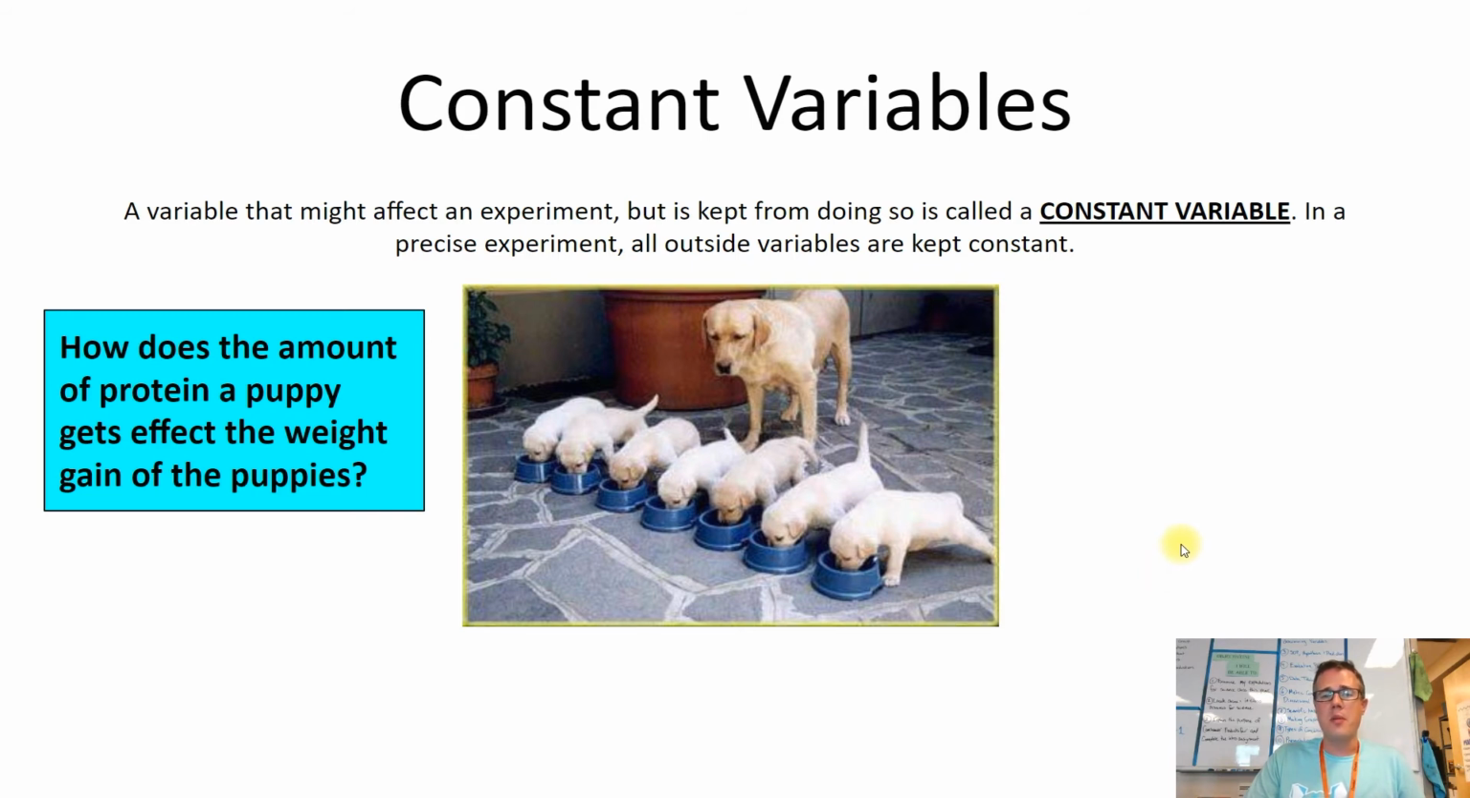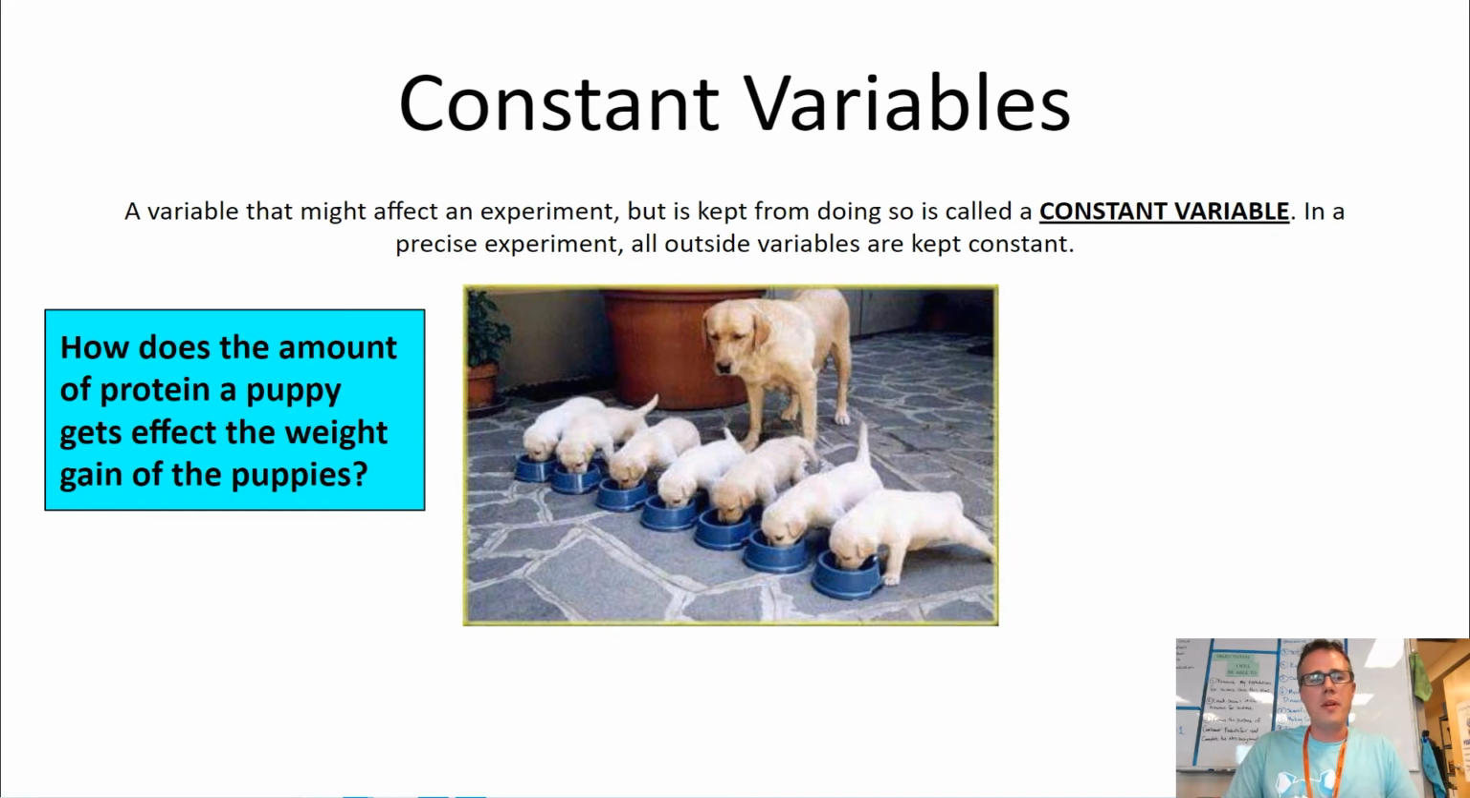In a precise experiment, all the variables are kept constant except for the ones we want to change, the IV. So let's take a look at an example. In this experiment, I want to know, does the amount of protein affect how much weight a puppy will gain? So I want to be able to do this experiment so that only the amount of protein is going to affect how much weight the puppy can gain. And there are a lot of other things that could be affecting the weight of the puppy.